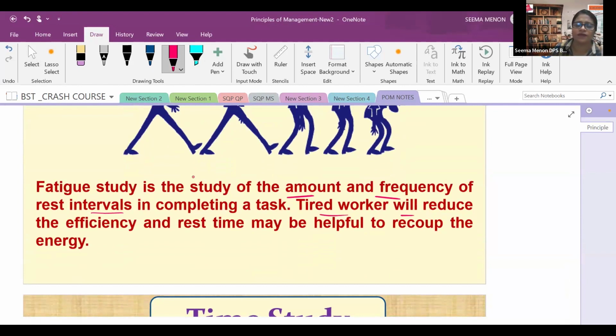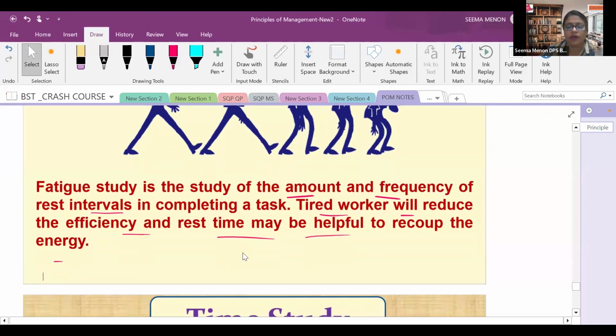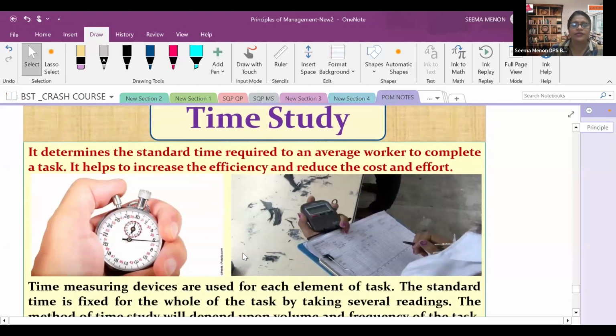A tired worker will reduce the efficiency, and rest time may be helpful to recoup the energy. They can rest, they can relax, they can have their refreshment. So that will help them to recoup the energy. Next one is time study. It will determine the standard time required for an average worker to complete the task. A few workers may be doing the work very fast, a few very slow, but through time study, we can understand the average time required by a worker to complete a particular task.